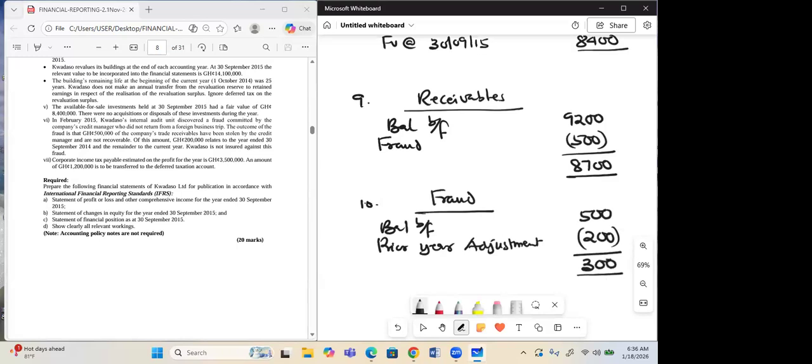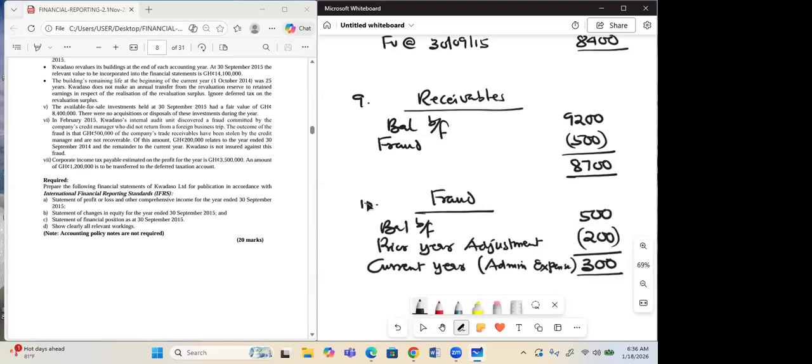And then the current year one will be an administrative expense. Do you understand? Fraud is an expense, so it will be an expense to administration. They must account for it. So the current year one will be an admin expense. So you send this current year one to admin expense. Are you okay?